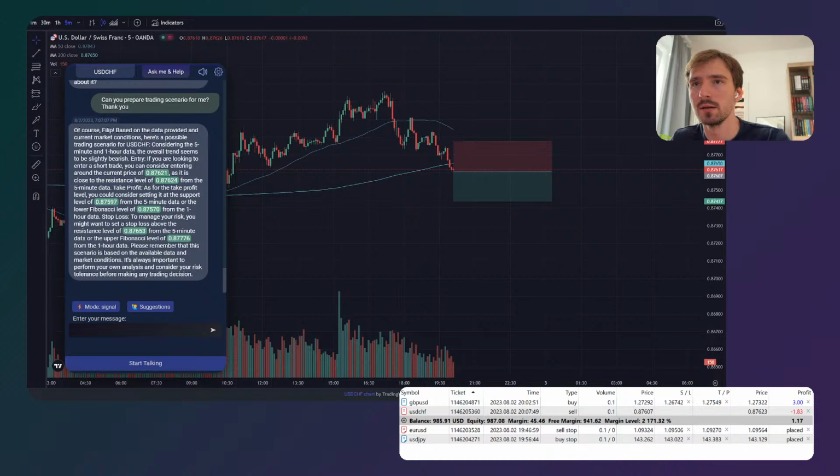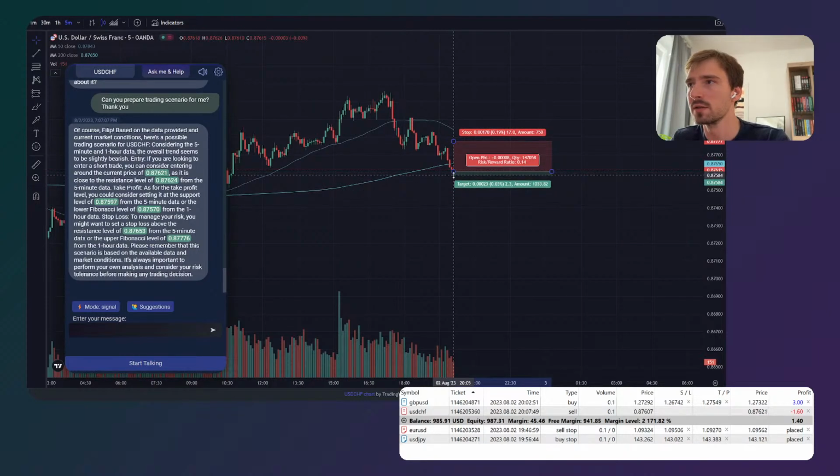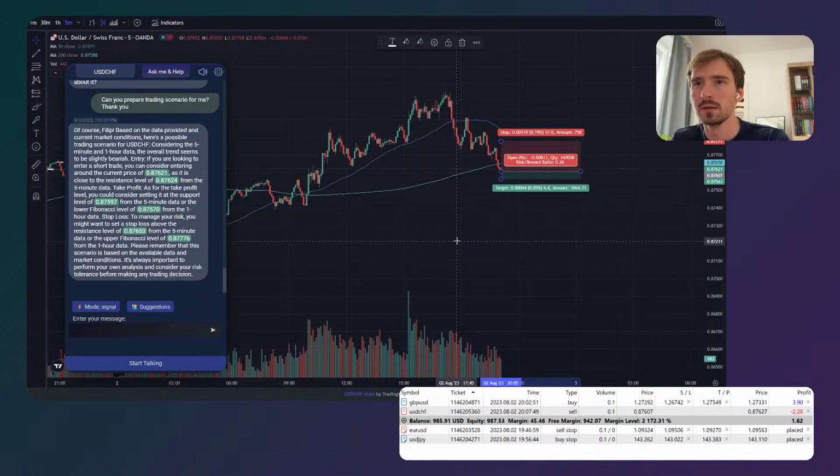So I went with the sell here. The AI told us to go with the sell right away. It looks like it's going to just fall down all the way. We'll see. Setting take profit level, consider setting it at the support of 8757. So let me take a look at it. 875. So that's just around here. It's really a small trade. Or the lower Fibonacci level of 570.